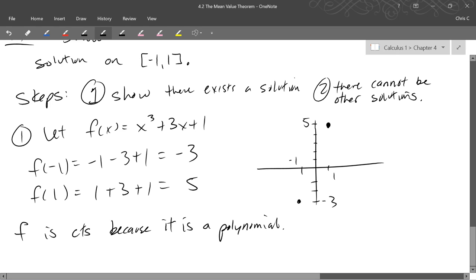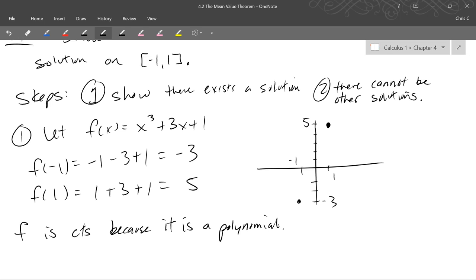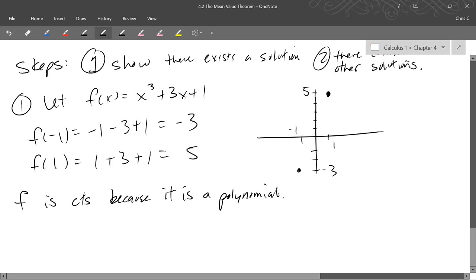Most functions you work with are continuous on their domains. So the only points you really need to watch out for are vertical asymptotes. If you take a square root, make sure that you're not plugging in negative values. So most functions we use are continuous on their domains. You could say continuous specifically on the interval negative 1 to 1. It's continuous everywhere, but specifically on this interval.